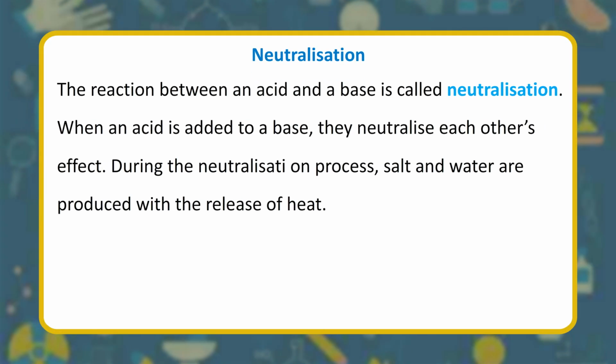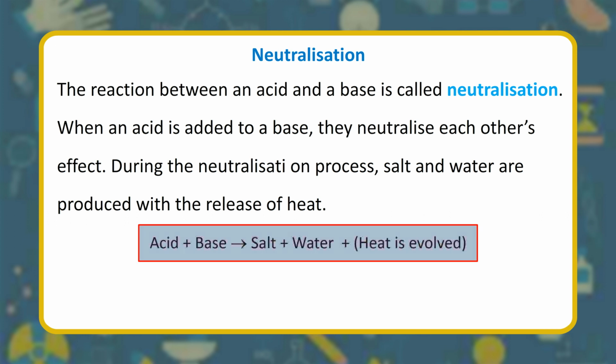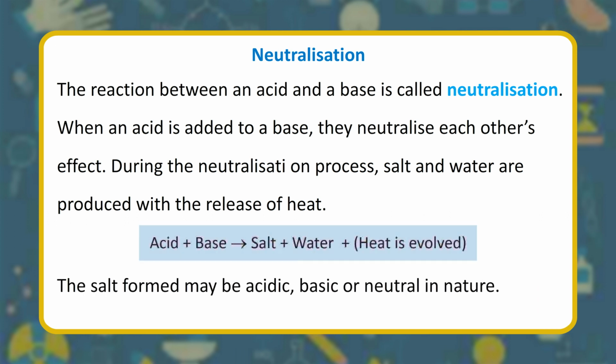Neutralization. The reaction between an acid and a base is called neutralization. When an acid is added to a base, they neutralize each other's effect. During the neutralization process, salt and water are produced with the release of heat. Acid plus base gives salt plus water, and heat is evolved. The salt formed may be acidic, basic or neutral in nature.